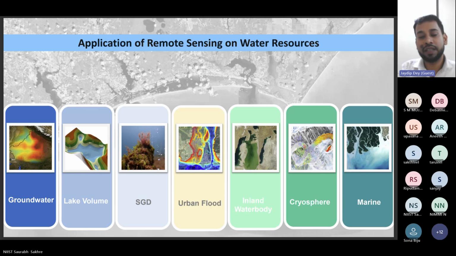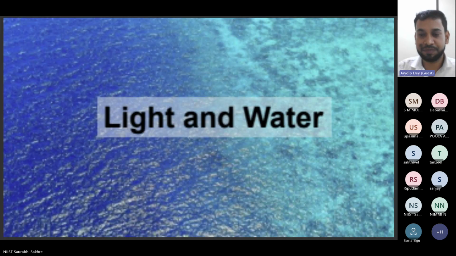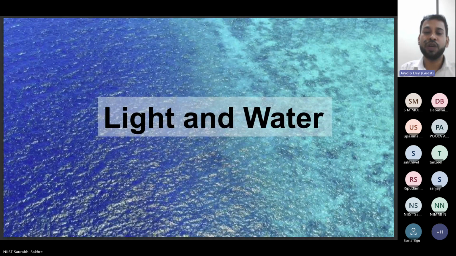Similarly, we can apply this technique in the cryosphere. Cryosphere simply means application of this technology to glacier areas, their movement, the probability of avalanches, and so on. And we can use this technique for the marine ecosystem. So next. When we are talking about remote sensing and GIS application in water, we need to understand some of its constituents and how they interact with light. Next.